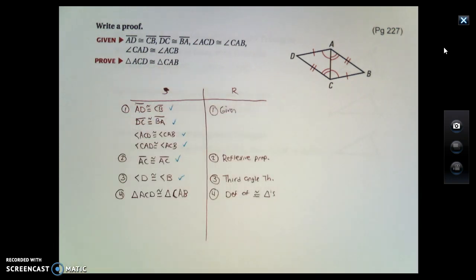Now, the pro and con to this first proof is, well, I gave you four of the six things right off the bat. Had I not done that, this could have been a very long, painful, and excruciating proof. So, are we going to always have to show that all six parts of the triangle are congruent?